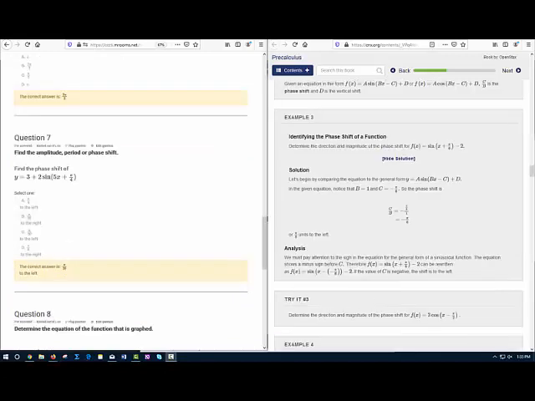On number 7, it asks for the phase shift. Here's your formula here for your phase shift, which is C over B. So you need to know what C and what B is. C is this number here, so let's match it up. So C would be pi over 4. So we would take pi over 4 and divide it by 5. Pi over 4 divided by 5 over 1. Flip 5 over 1 and make it 1/5. So pi over 4 times 1 over 5 is pi over 20.